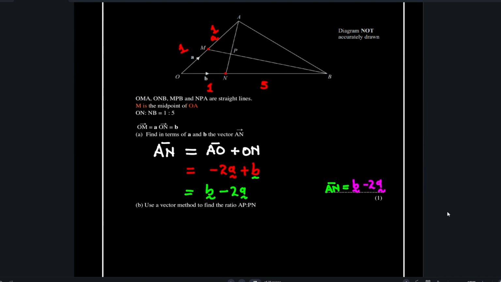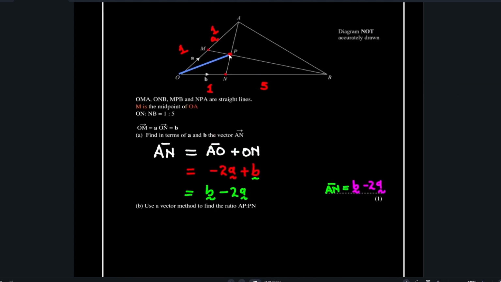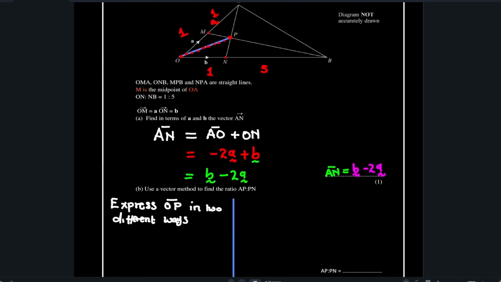Use vector method to find ratio AP to PN. Now, the way to approach this question is to express OP in two different ways. Once we do that, then we solve, and we'll be able to get that ratio. Work with me in order to understand. So we are going to find OP in two different ways.